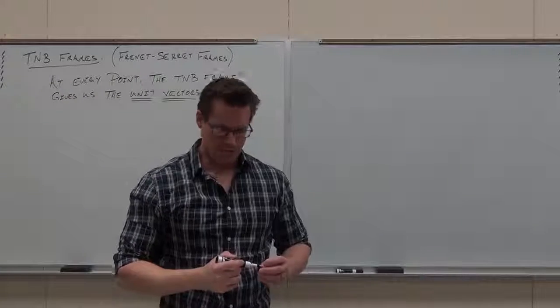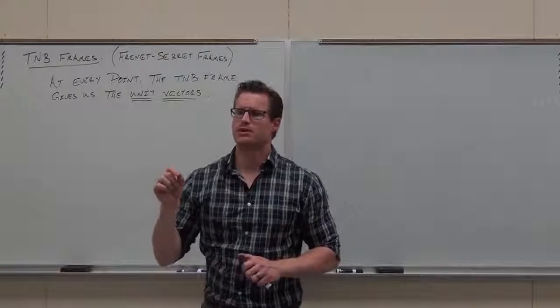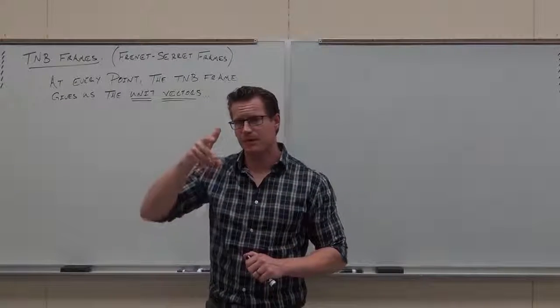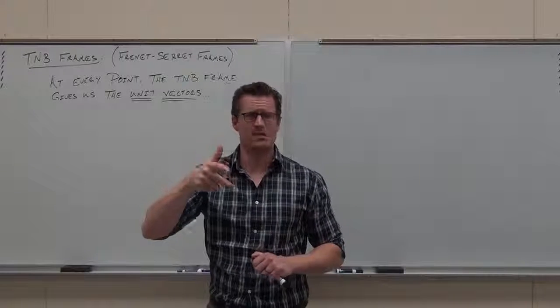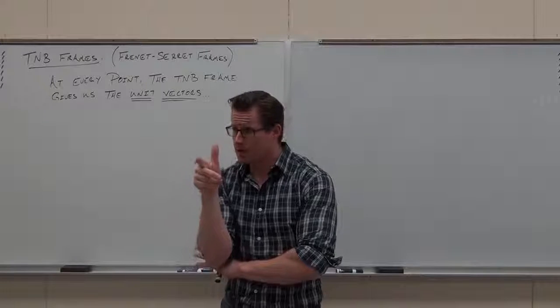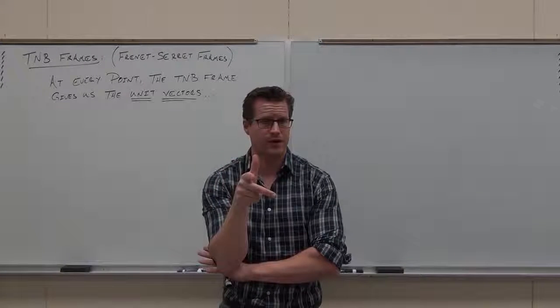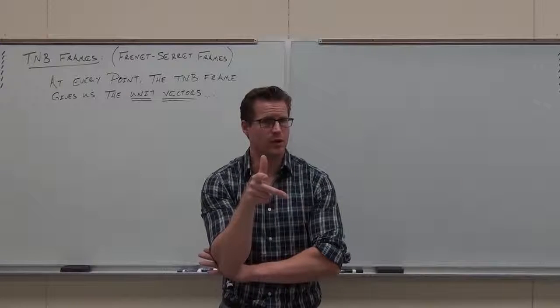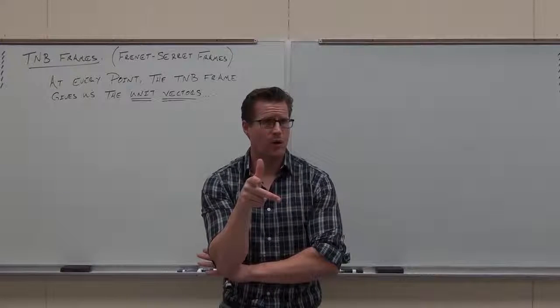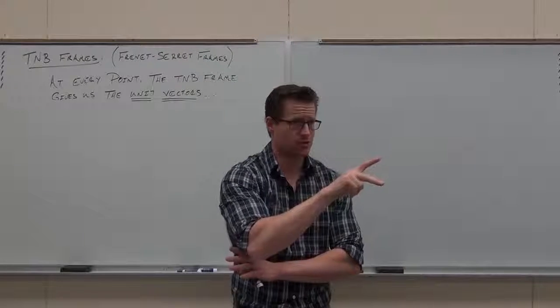At every point, the TNB frame gives us the unit vectors for that particle. Now, I want you to understand why we call them unit vectors. At the origin, our frame is the IJK frame. I is a unit vector, J is a unit vector, K is a unit vector. It gives us a frame of reference, but only about the origin. Does that make sense? So we also want this moving frame to be unit vectors.